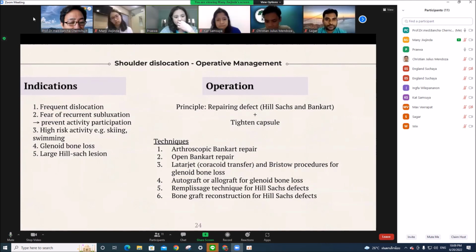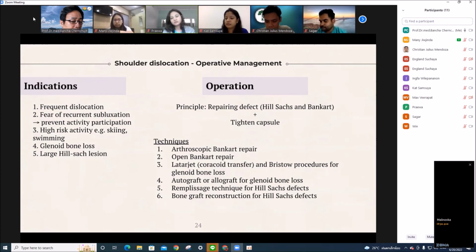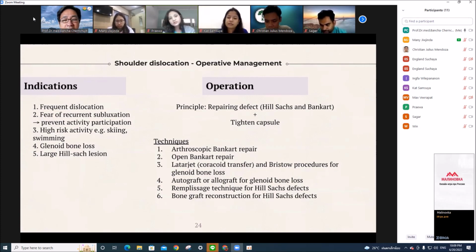Very good. That's enough for the medical student. You should know the mechanism of injury, how to reduce it, how to treat the patient after the surgery, and advise the patients to avoid redislocations. Okay, can you show one example of the surgery?